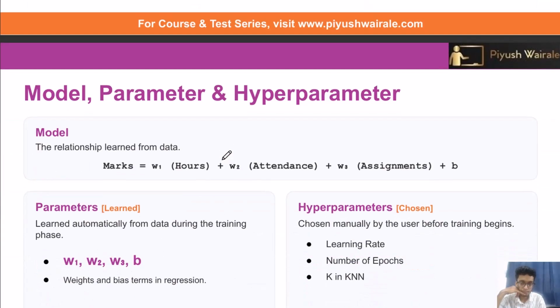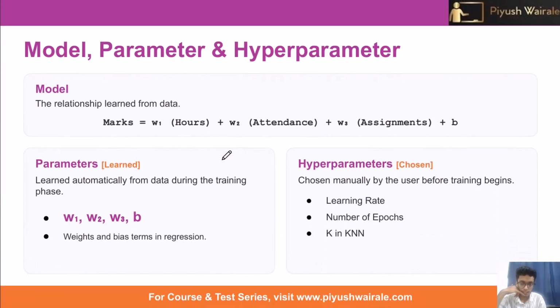Now moving toward model, parameter, and hyperparameter. So here what a model does is try to learn the relationship between the data points, right? So in the example we had hours, attendance, and assignment. What the model will do is provide some weight to each feature. Like here w1 is for hours, w2 is for attendance, and w3 is for the assignment, and there is some bias here which we denote by b. And then it defines this function which will predict the output for future data points. So these weights are nothing but parameters, which are learned automatically from the data during the training phase.